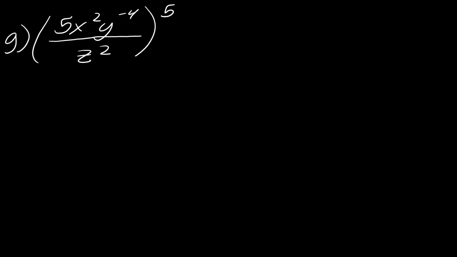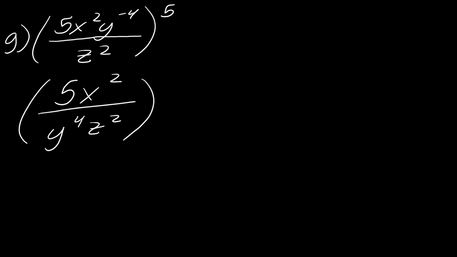Okay, so moving on to G here. If you watched my lesson video, one thing I advocate for is trying to simplify the parentheses first. I know that we could just go ahead and apply the 5 here, but there is some simplification we can do, so let's do that first. That just means we're going to bring the y to the negative fourth down. So this is going to be 5x squared over y to the fourth z squared, and then all of that to the fifth.